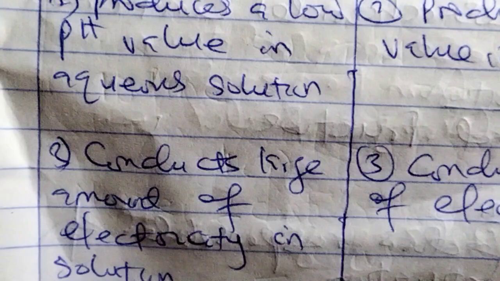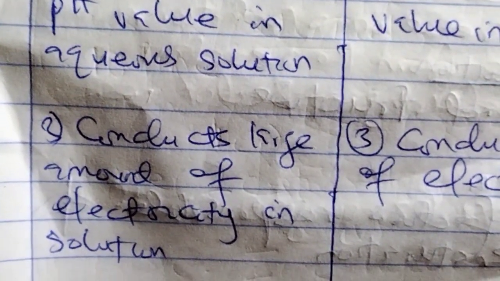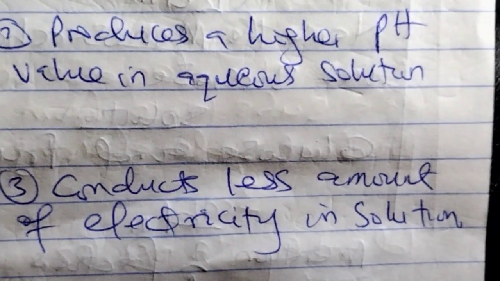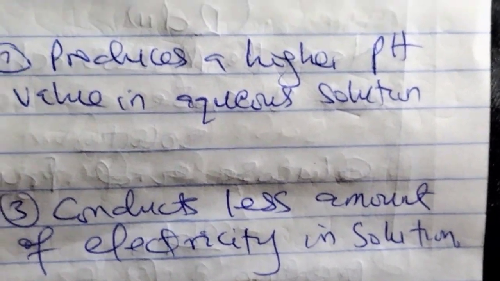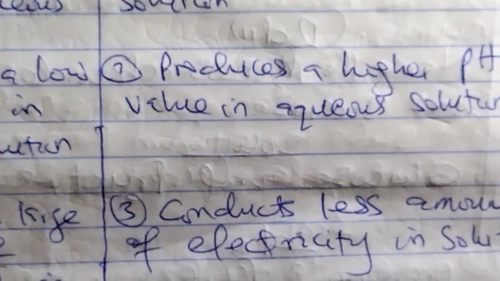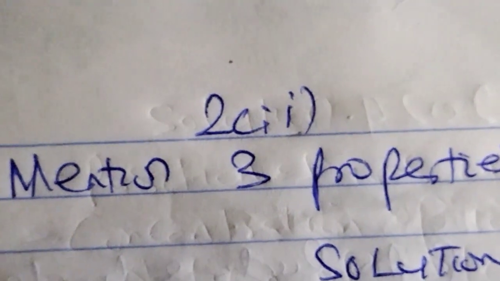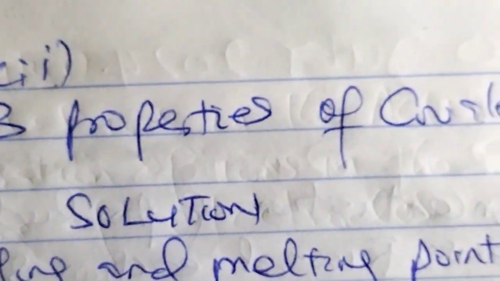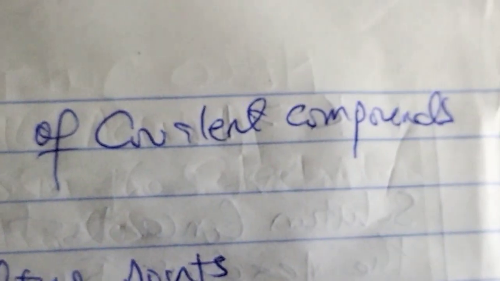Then the third one: strong acid conducts a large amount of electricity in solution, while weak acid conducts less electricity in solution. So you choose any 2 differences. Number 2cii says, mention 3 properties of covalent compounds.